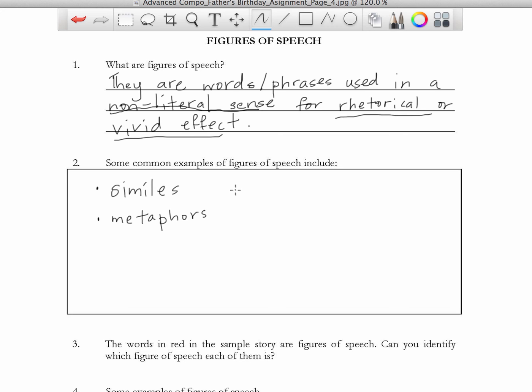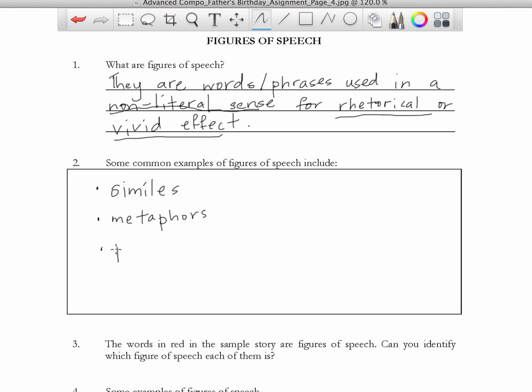Okay, likewise for simile. So when you say that someone is as happy as a lark, the person is not a bird or remotely bird-like, but they're trying to say that the person has the same quality as a lark, which is in this case happiness. Okay, so the two common figures of speech here, we have similes and metaphors.